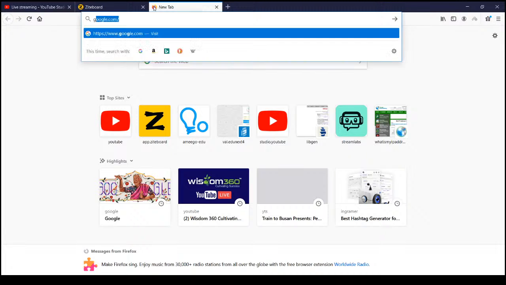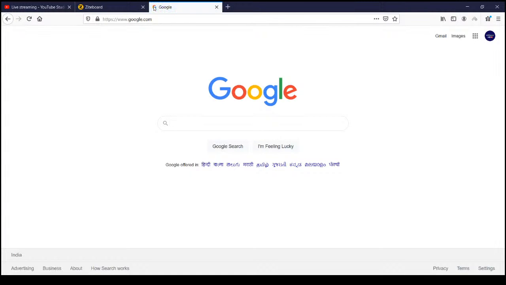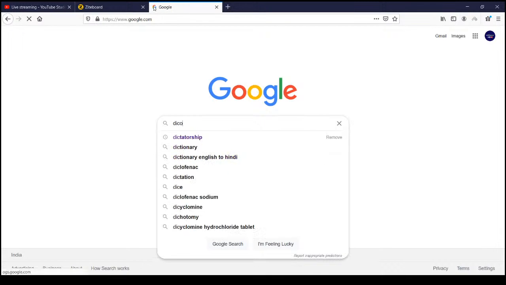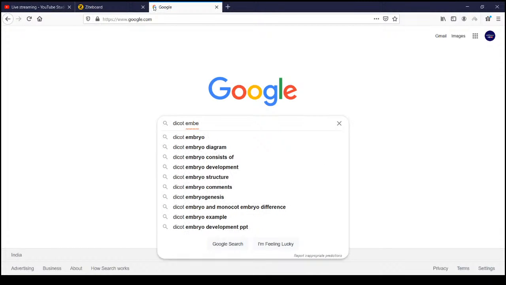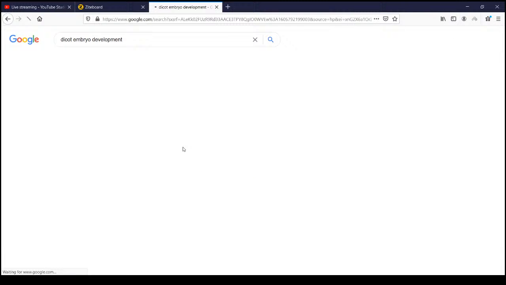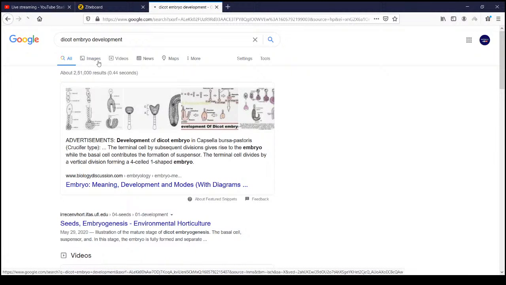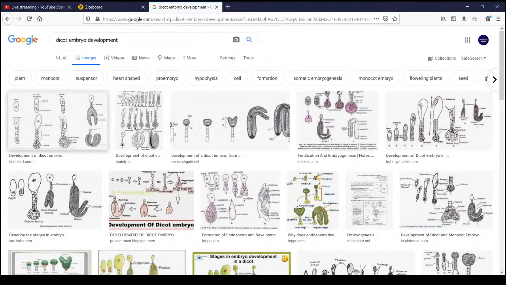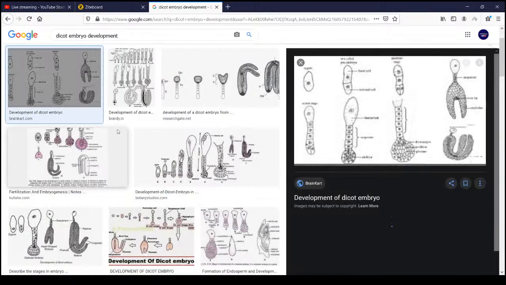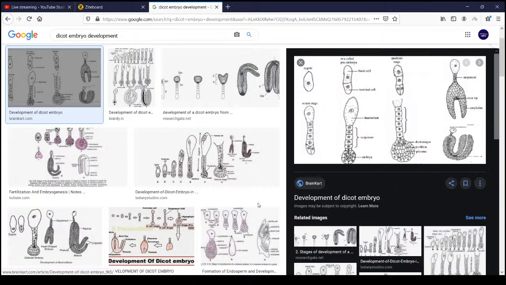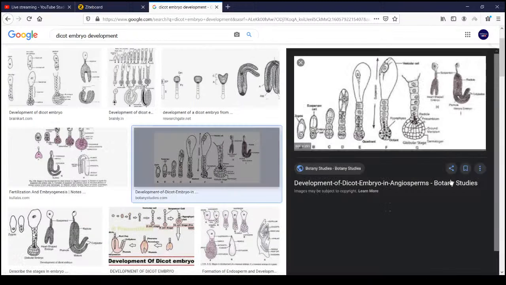Dicot embryo development. See many diagrams. You can see this one. This diagram is also good enough.